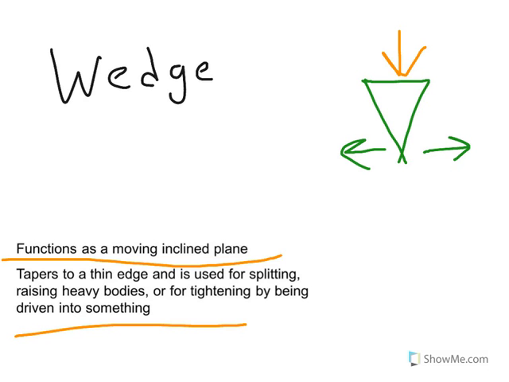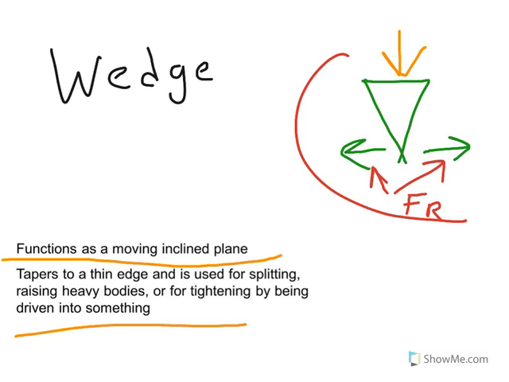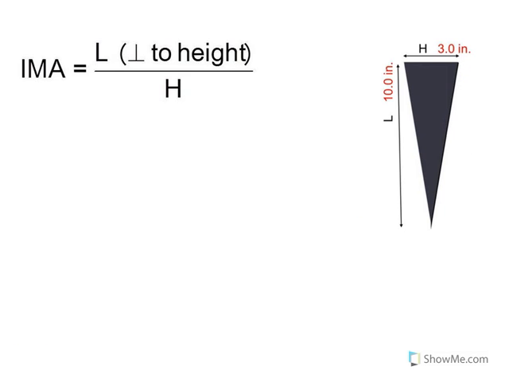Here's a very simple drawing of what a wedge looks like. These arrows here show my force of resistance. This arrow here shows my force of effort. Something to note for future slides. Here you can see what our ideal mechanical advantage is with a wedge. We're talking about our length perpendicular to the height, this side here, and then our height, which is here at the top.